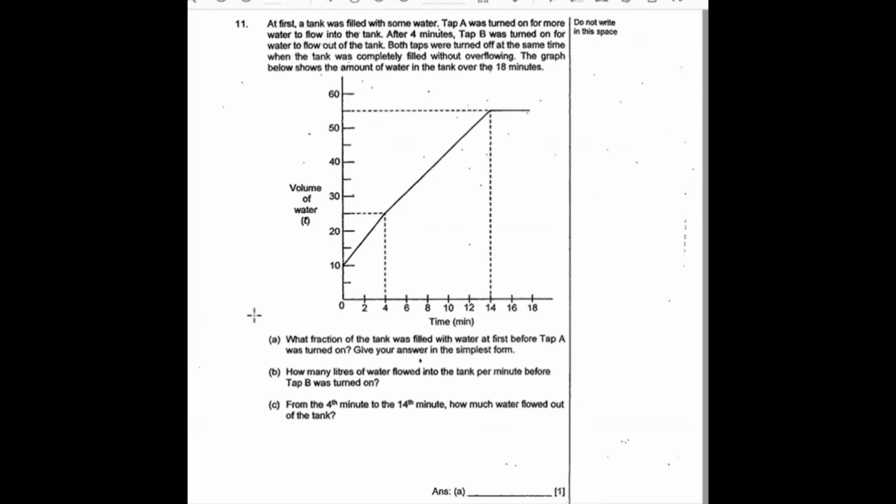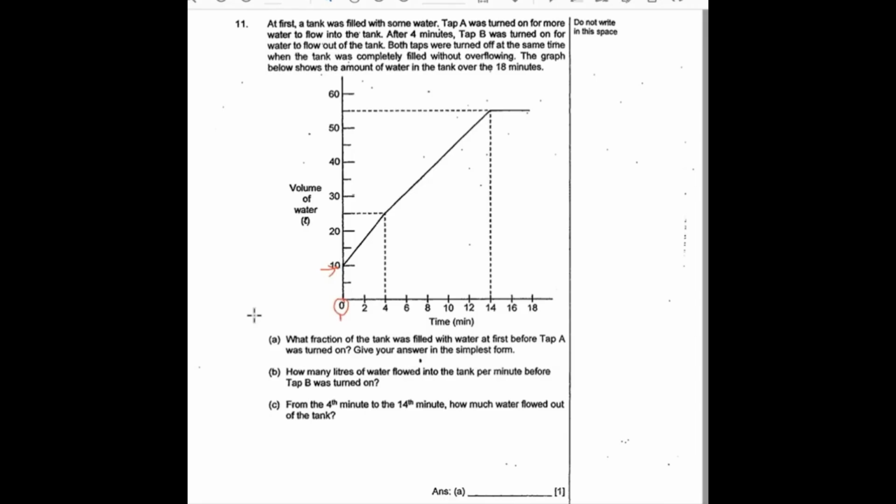At first, a tank was filled with some water. Tap A was turned on. So there's already water in the tank. That's why at time zero, there's water here. 10 liters of water. Okay.